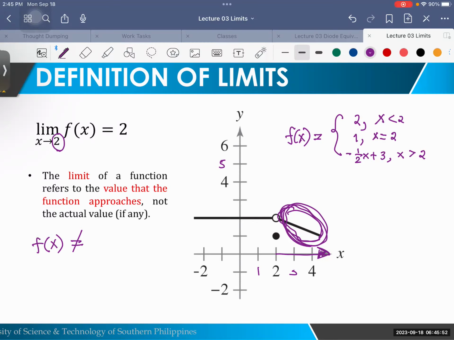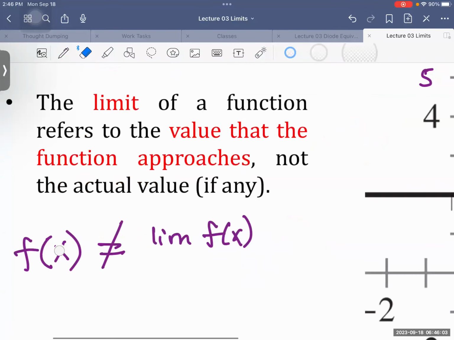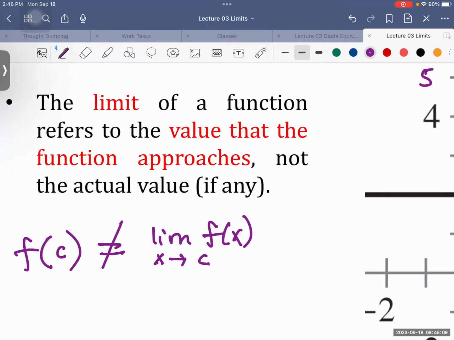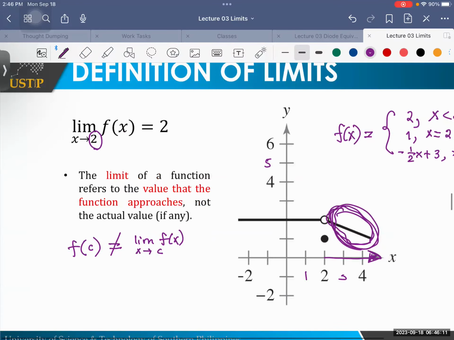So, f of x is not always equal to the limit of f of x as x approaches to c. Okay? Not always true. Emphasize lang like, not always true, but okay, it could be true man in some cases. Not always true niya.